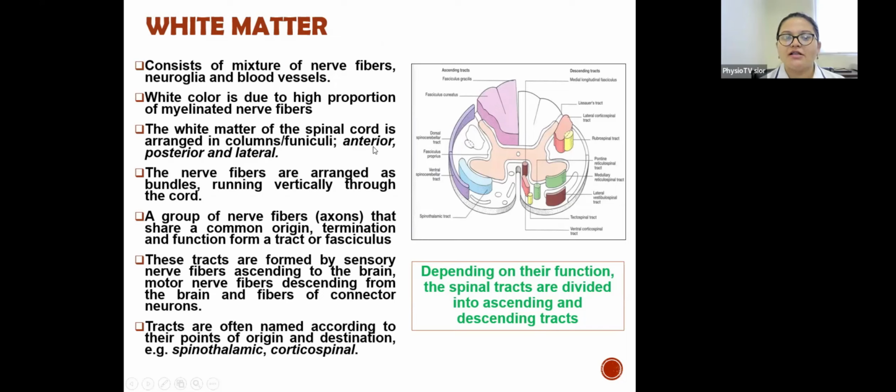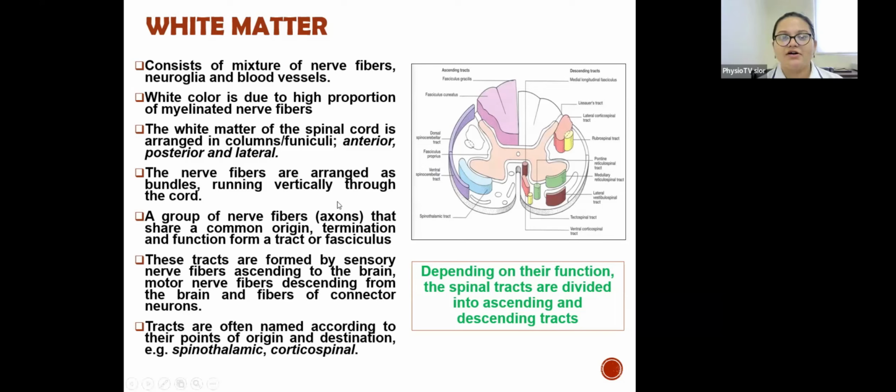The white matter of the spinal cord is arranged in columns or fasciculi, namely anterior, posterior, and lateral. So white matter is divided into the anterior column, posterior column, and lateral column. It consists of a high proportion of myelinated nerve fibers. That is why it is white in color.